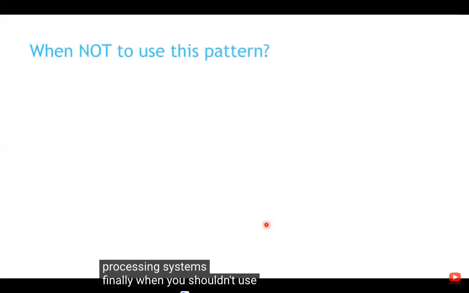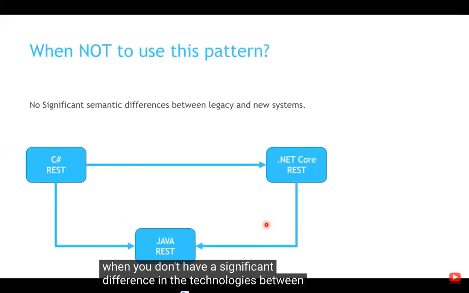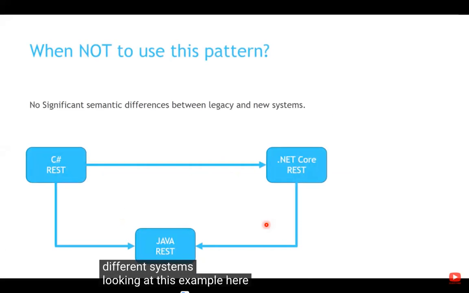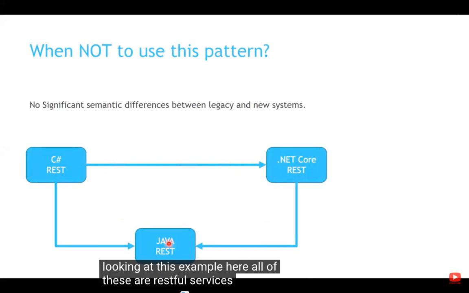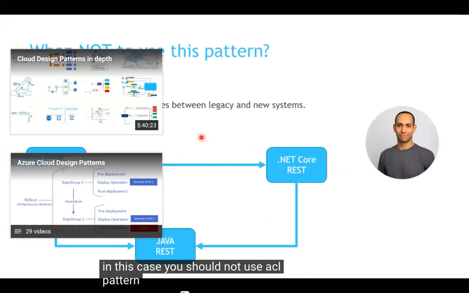Finally, when you shouldn't use this pattern. When you don't have a significant difference in the technologies between different systems. Looking at this example here, all of these are RESTful services, even though they are using different technologies for implementation. In this case, you should not use the ACL pattern.